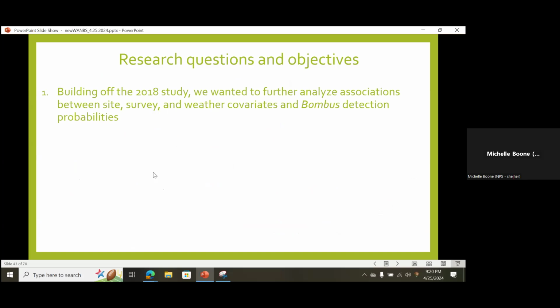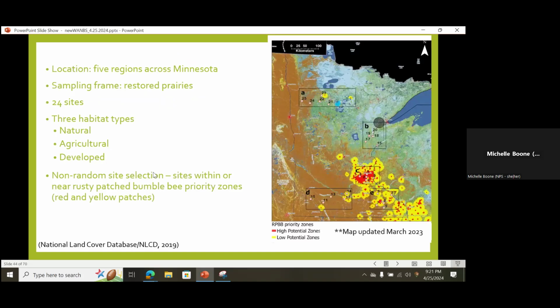So building off of what we did in 2018, we wanted to further analyze associations between those different factors and detection probability. So the first time around in 2018, we picked our factors ahead of time based on expert opinion. But after seeing especially that time of day result where there really was no pattern, I thought we just don't know enough to rely on expert opinion at this point. So this time I wanted to be more systematic.